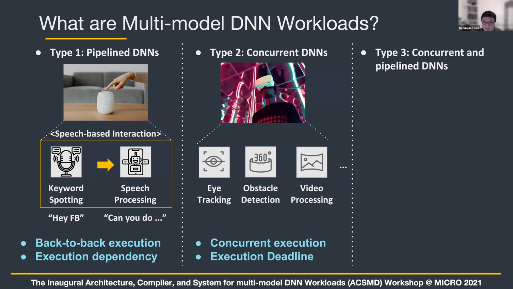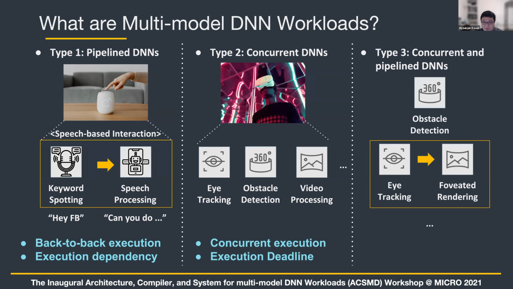The last type we want to highlight is the concurrent and pipeline DNNs, which is a mixture of type 1 and type 2. Let's take a look at a more detailed example of the VR headset. We will have obstacle detection, and let's assume that the eye tracking and the video processing are somewhat pipelined for foveated rendering, and we are using another DNN for foveated rendering. Then we get the dependence chain like those in type 1, but we still need to run the models for obstacle detection and so on in parallel. So for this type of multi-DNN workload, we have challenges from both type 1 and type 2.